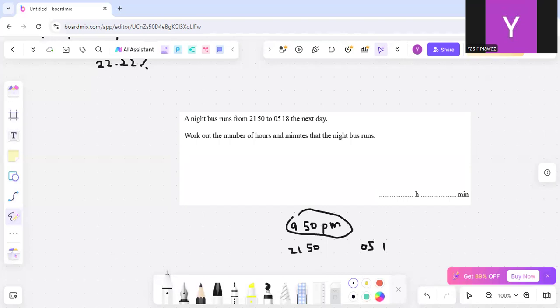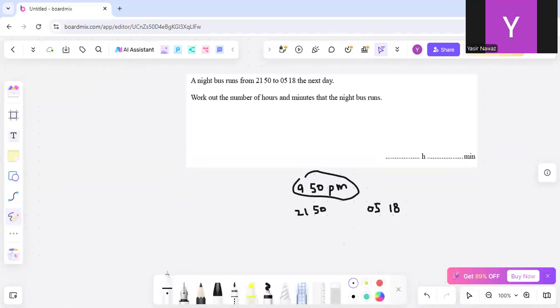First I will see how much time there is from 9:50 to 12 o'clock. If I add 10 to 50, I would get 10 o'clock, then 11, 12. So 2 hours and 10 minutes. If I add 2 hours 10 minutes to 9:50, I would get 12 o'clock. And after 12 o'clock, the time is 5:18.